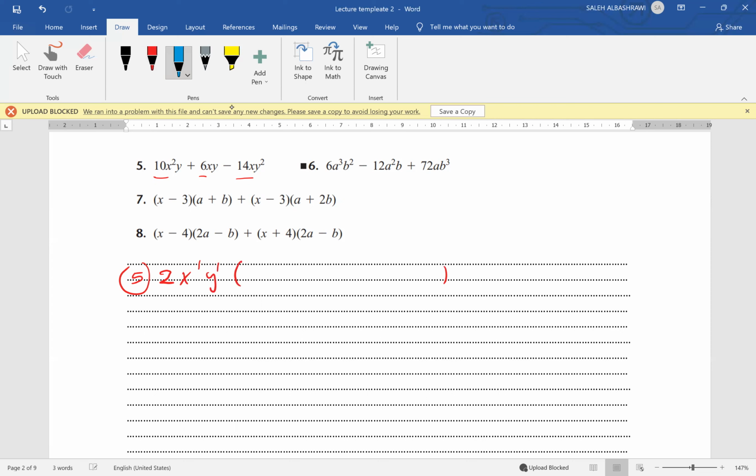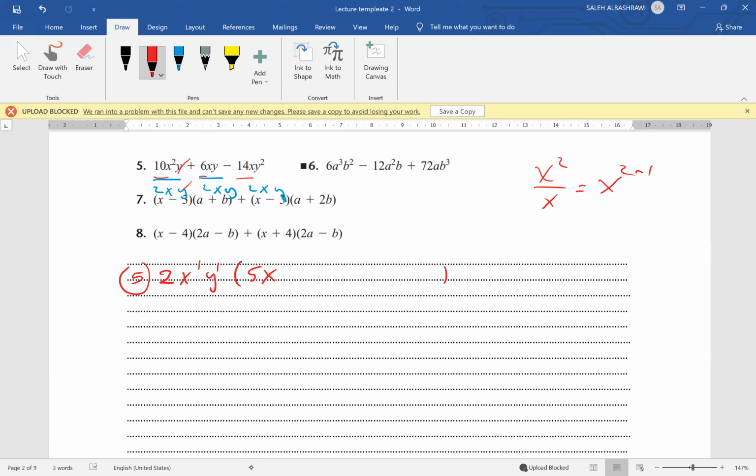Now divide each one by 2xy. Then divide by 2 will give me 5. x squared divided by x is x to the power 2 minus 1. For the power, we are subtracting the power. So I will have x to power 1. y will cancel with y. So the first term will give me 5x.